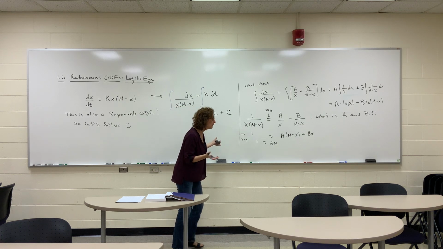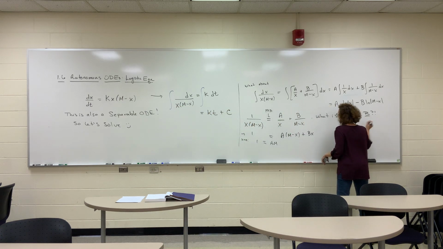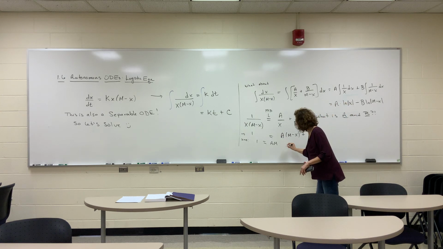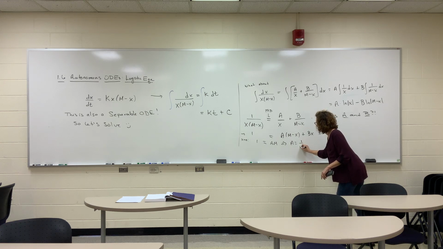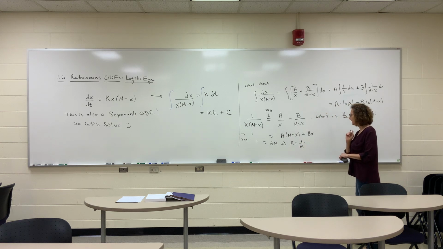What are we solving for? Oh yeah, a and b. m is a parameter in our problem, so there's no confusion. What is a? 1 over m. Very nice.